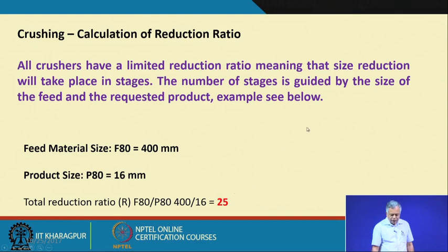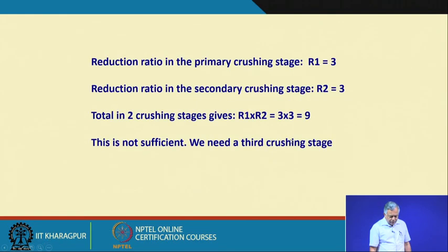reduction ratio is 25. That means I will get a 1/9, that is from 400 to 400 divided by 9, so around 45 millimeter, if I have only one primary crusher and one secondary crusher. But I need a product size of 16 millimeter. So, we need a third crushing stage, because if we assume that it is also 3, we can get 3 into 3 into 3, that is 27.